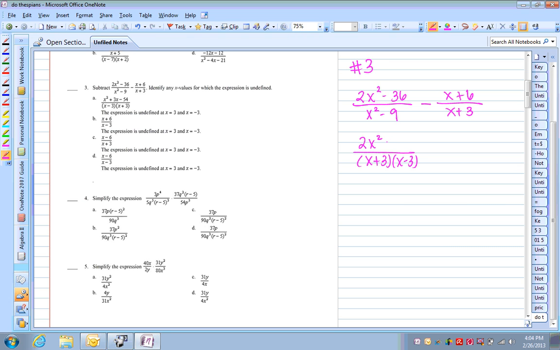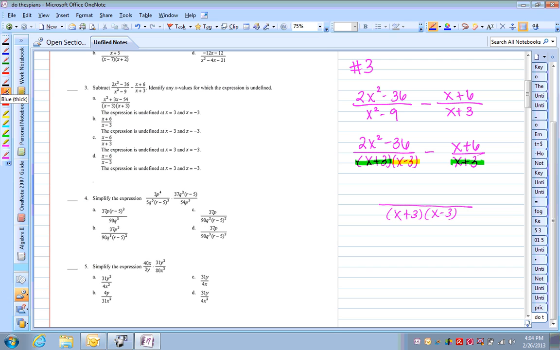I keep my numerator for now as 2x squared minus 36. And then the other denominator is not factorable. So I leave it as x plus 3. Now remember, I go across my denominators. I have an x plus 3, I have an x minus 3, and then I have another x plus 3. I never repeat anything. So I'm going to write the x plus 3, I'm going to write the x minus 3, but then I do not write x plus 3 again.